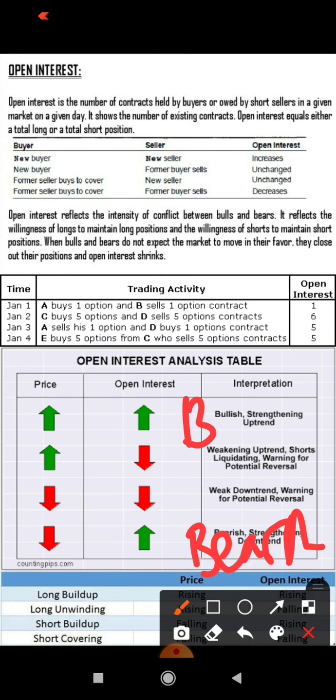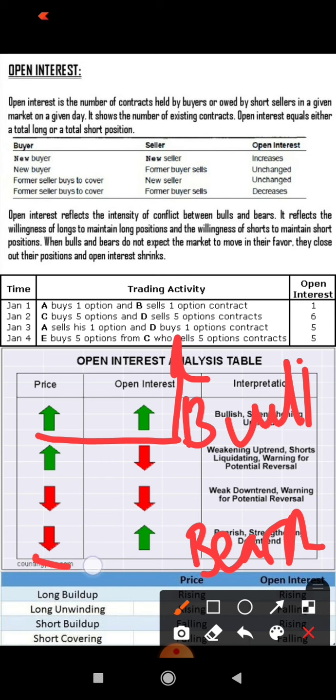This is a bullish case and this is a bearish case. So in this case the stock will go up, in this case the stock will go down. So price should fall and open interest should rise. So these are the two extreme cases.